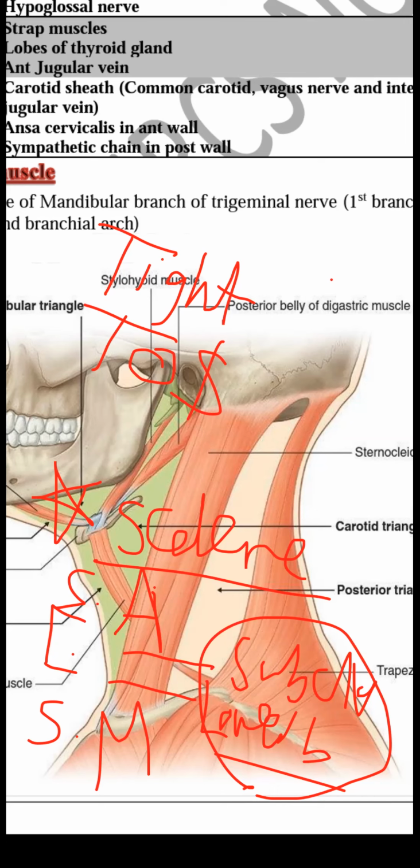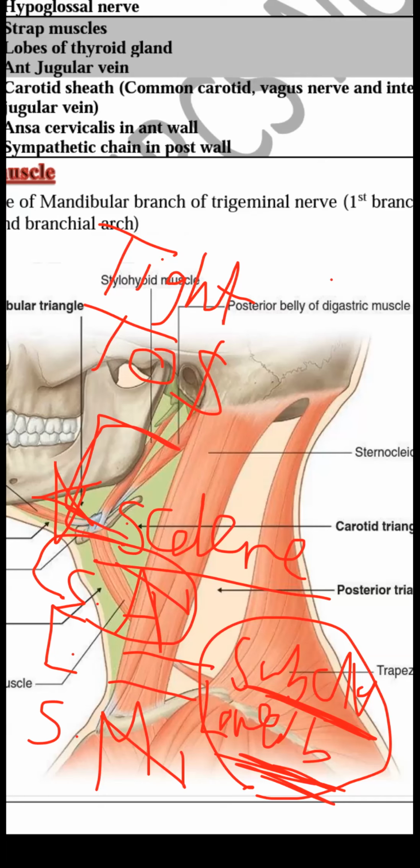So here, this is the structure which is found posterior to the scalenus anterior and anterior to scalenus medius. What are the structures posterior to scalenus anterior? I have subclavian artery and the lower trunk of the brachial plexus. I have two important structures anterior to scalenus anterior. What are these structures? First one is subclavian vein. Second one is phrenic nerve.